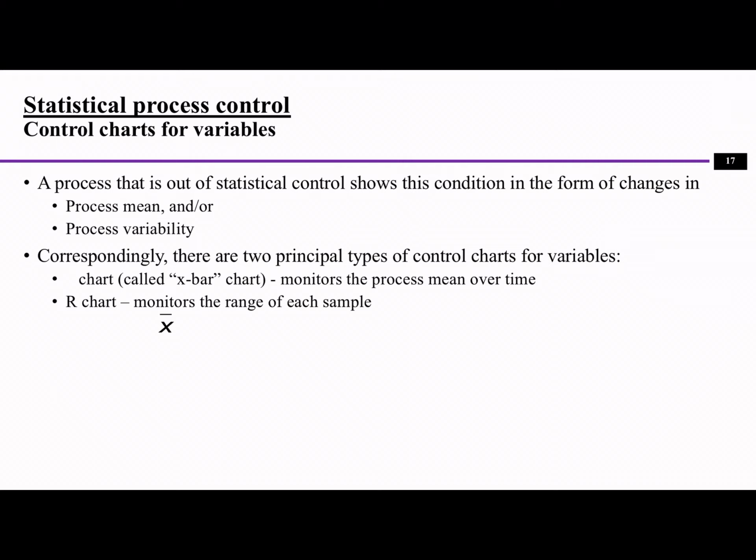Now let's talk about the charts. There are actually several different charts, but mostly there are two principal types of control charts that we use a lot. One is the X bar chart, the other one is the R chart. The X bar chart means the average, the mean of a sample. And the R chart means the range of a sample.